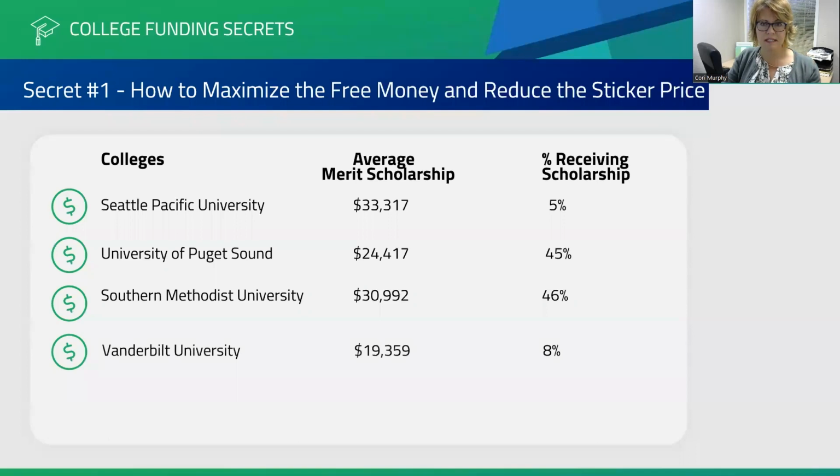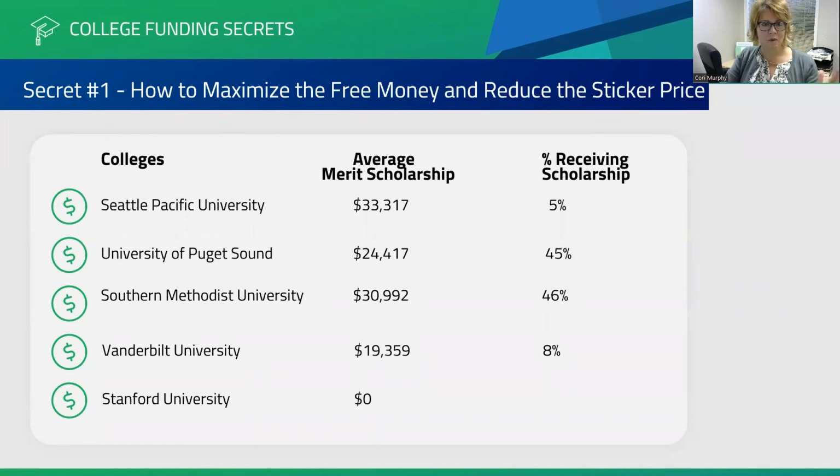So do the colleges that your student is looking at have money to give? So first, it's all about chasing the merit money as hard and fast as we can. Okay, Seattle Pacific has 33,000 on average, but they only give it to 5% of kids. University of Puget Sound, 24, but oh, they're giving it to 45% of students. Southern Methodist, Vanderbilt, Stanford. Stanford does not give merit money. That's just how they have chosen to operate. They only give need-based money.